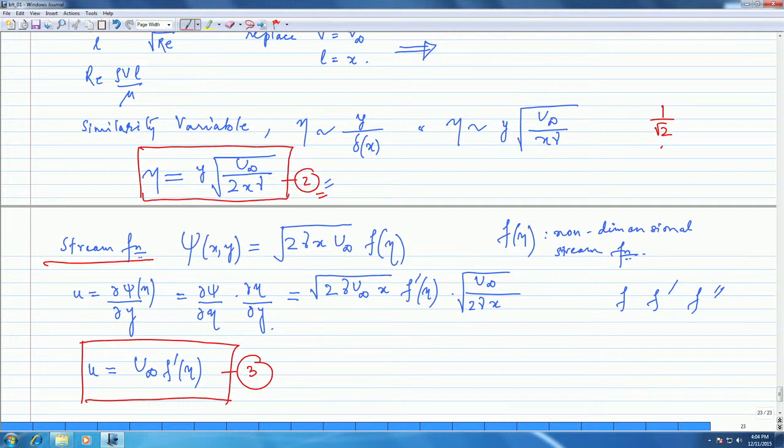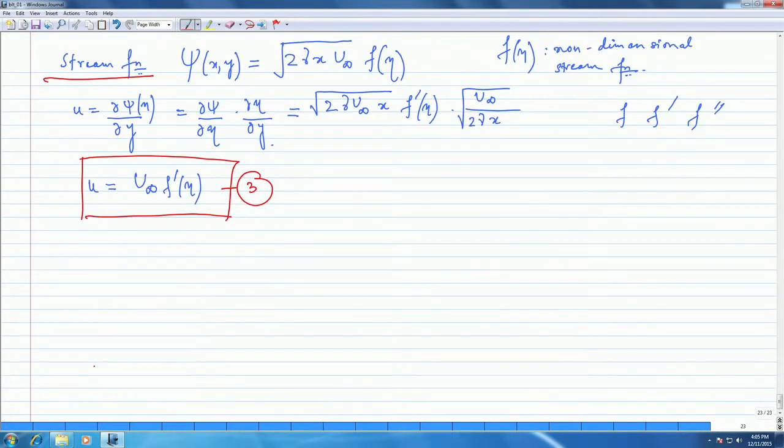Now if I can solve for f of eta, which is the non-dimensional stream function, I should be able to get u. So all I need here is f of eta, and then I should be able to get the velocity components. Therefore let us go and look at the boundary layer equations.